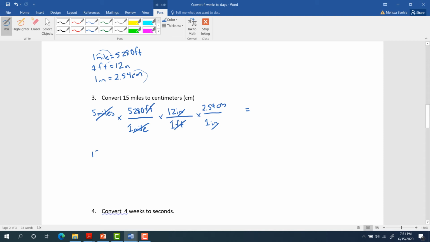So 5 times 5,280 times 12 times 2.54, and I get 804,672. Make sure you label centimeters. You want to cancel your units so you actually know what unit you're on. You don't want to just arbitrarily multiply random things, because sometimes you'll lose track, and that's something you want to avoid.